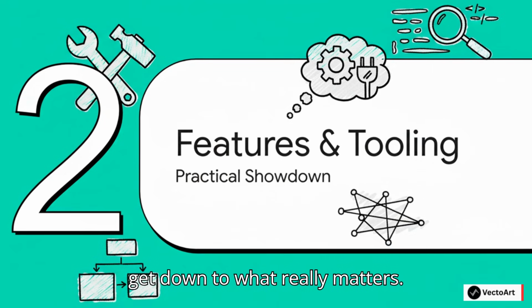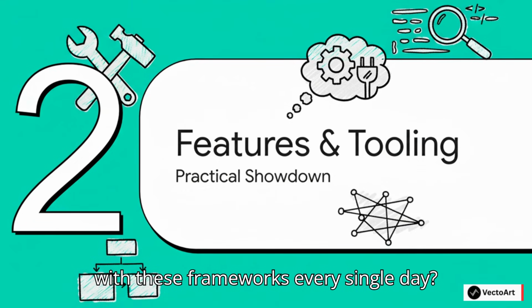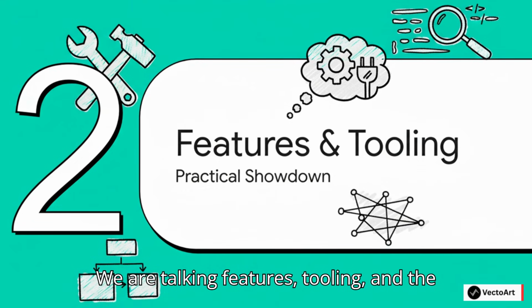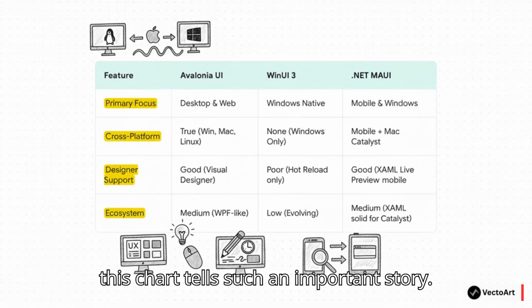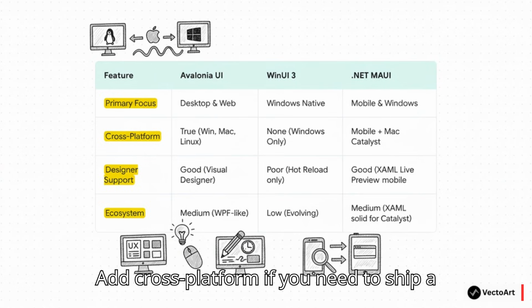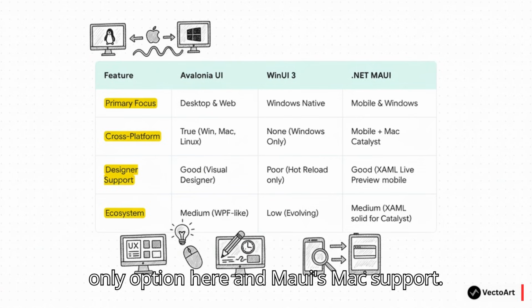All right, that's enough for the high level story. Let's get down to what really matters. What is it actually like to work with these frameworks every single day? We are talking features, tooling, and the whole ecosystem. This chart tells such an important story. Look at the cross platform. If you need to ship a single real native application to Linux users, Avalonia is literally your only option here.